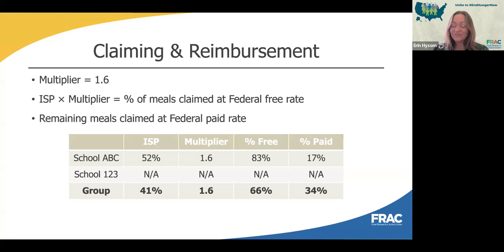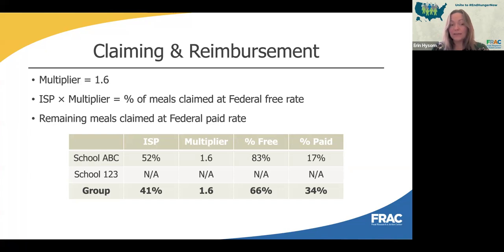So remember, ISP is your identified student percentage. It is the percent of your enrollment, the percent of students who are automatically eligible for free school meals because they participate in another means-tested program such as SNAP, or because they're in a specific category. The ISP, the identified student percentage, determines whether or not a school is eligible to participate in the community eligibility provision or not. Keep in mind that schools must have at least 25% of their enrollment identified students in order to participate.